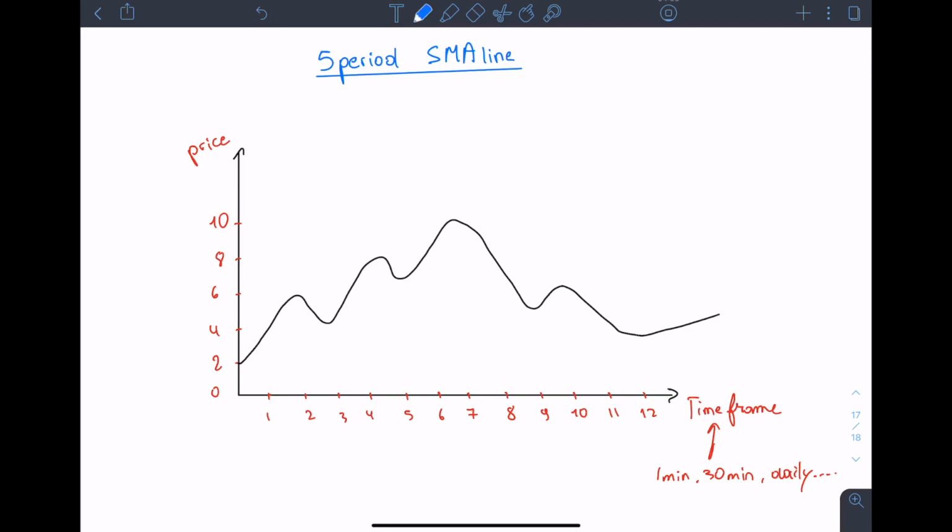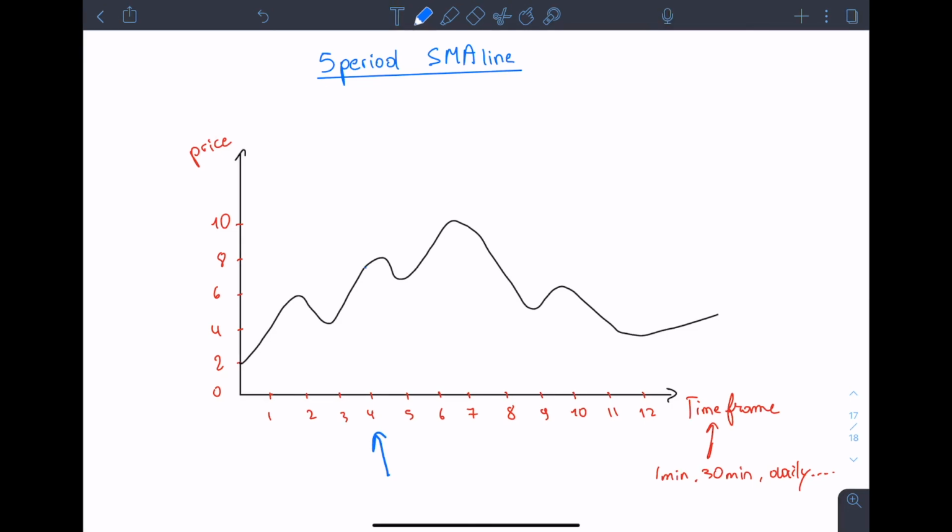Calculating an average is very simple. Let's take a class and calculate the average grade of the class. You simply take all the grades and divide by the number of students. It's the same idea in trading with the simple moving average lines. So for the 5-period SMA line, we need to calculate on the last 5 candles the prices. So we divide by 5 and we start adding the values.